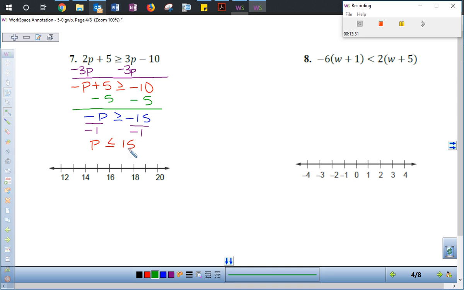Now to graph that, I'm going to go to positive 15. Put a closed dot because it's less than or equal to, and my arrow is going to go towards the smaller numbers. So 16, 17, 18, that's not the way I want to go. 14, 13, 12, I want to go to the left.